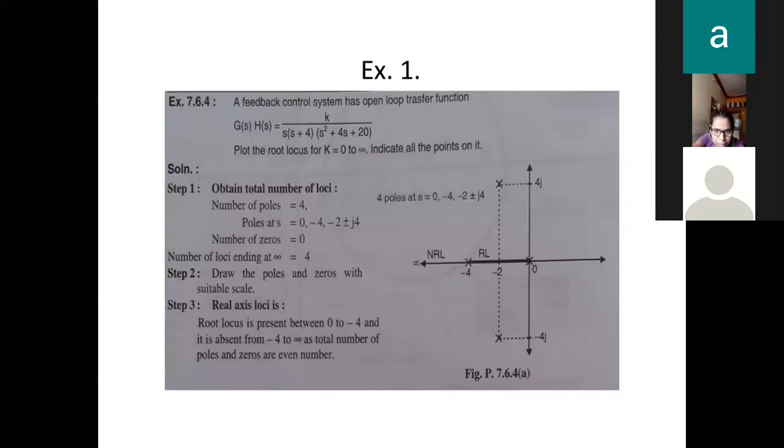So the pole zero plot of that will look like this. One pole is there at 0, one pole is there at minus 4, and these are the 2 complex poles, that is minus 2 plus j4, and the fourth pole at minus 2 minus j4, isn't it? Then you will have the real axis loci. Real axis loci means you need to decide which segment of the real axis will lie on the root locus. So 0 to minus 4, the real axis in between 0 to minus 4.